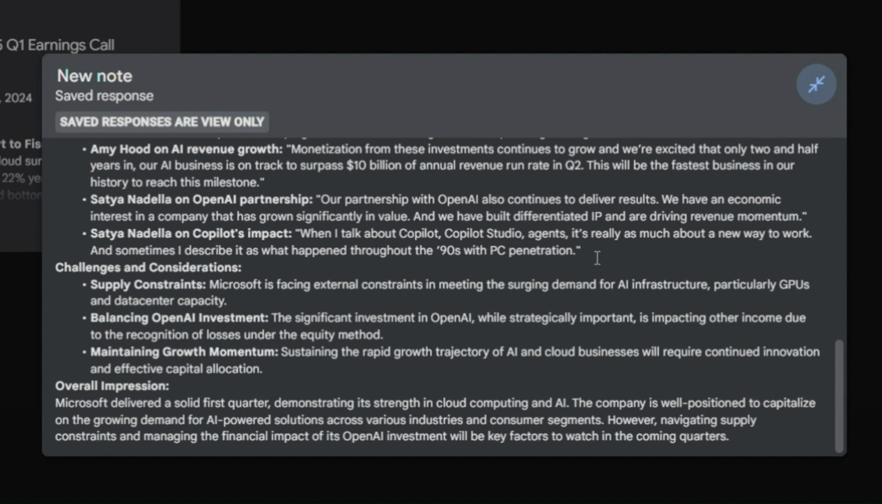Maintaining growth momentum. Sustaining the rapid growth trajectory of AI and cloud business will require continued innovation and effective capital allocation. Overall impression. Microsoft delivered a solid first quarter, demonstrating its strength in cloud computing and AI. The company is well positioned to capitalize on the growing demand for AI-powered solutions across the various industries and consumer segments. However, navigating supply constraints and managing the financial impact of its OpenAI investment will be key factors to watch in the coming quarters.